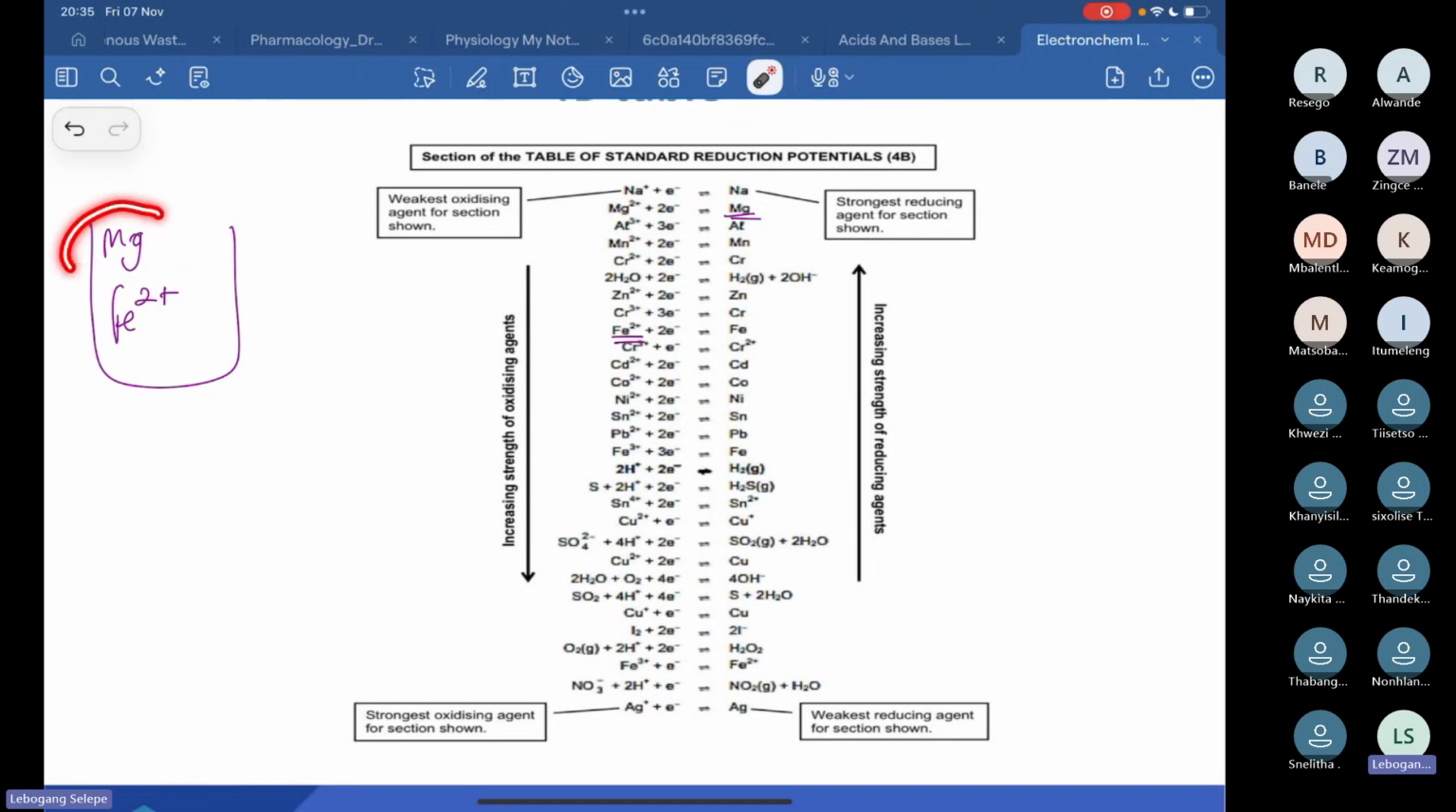So we need to compare the donator. How would I know that Mg is a donator? It's on the right hand side of the table, right? I need to compare the donator and the acceptor. The acceptor is on the left hand side of the table, right? So the donator must always be above the acceptor, guys.